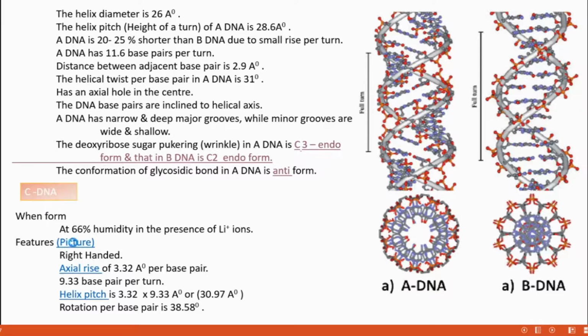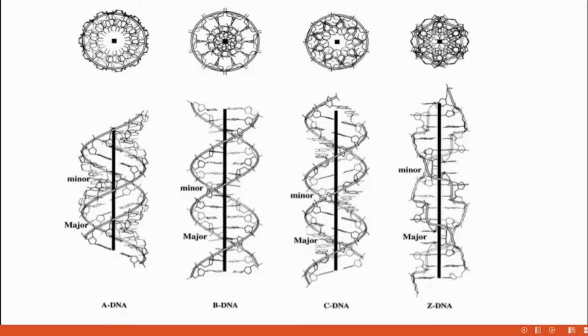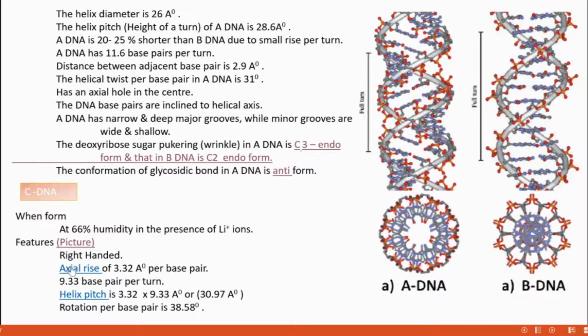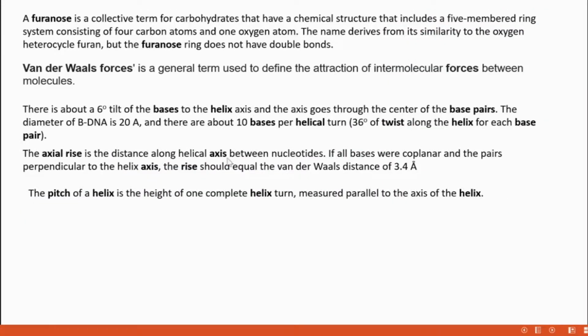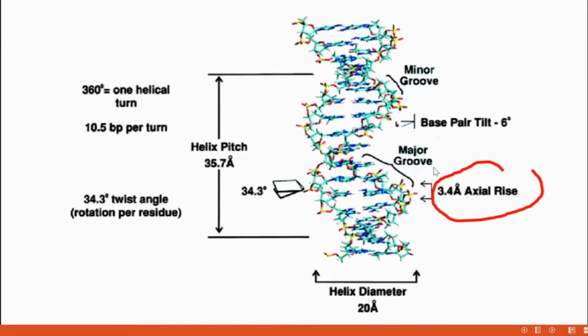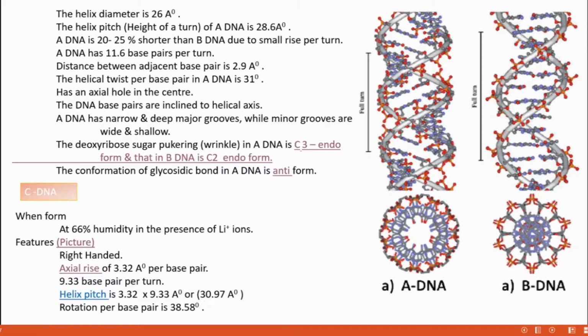I will show you the picture. This is the C-DNA, somewhat similar to B-DNA itself. I'll explain. It is also a right-handed helix. Then axial rise. Axial rise means distance between base pairs, and it is already explained. Here you can see, this is one base pair, this is another base pair. That distance between the base pairs is called axial rise. It is 3.32 Angstrom per base pair.